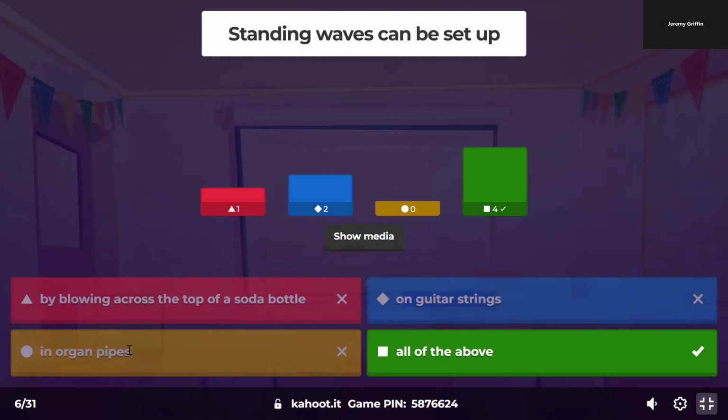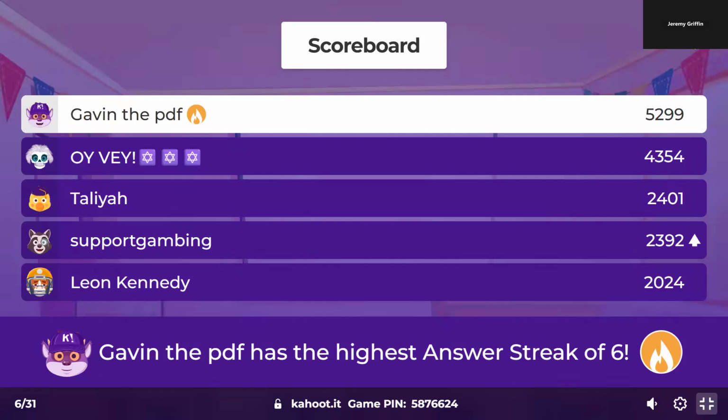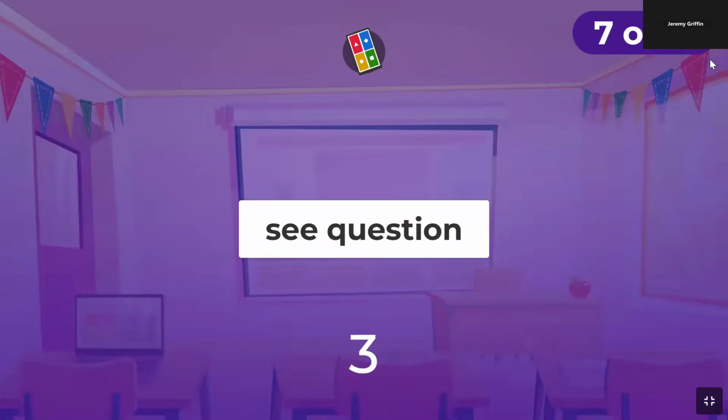That could be a standing wave. Organ pipes are probably very similar to blowing across the top of a bottle. So right, standing wave where the nodes and the antinodes stay in place, the wavelength stays the same. All those things all come together. All different forms of standing waves.